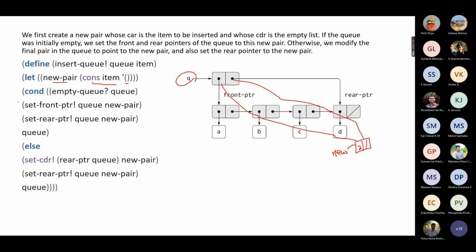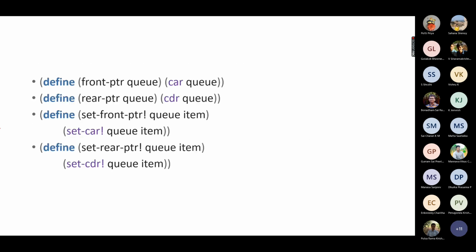Okay, so you are just modifying the value of the car part and the cdr part, isn't it? So there is a mutator at the front pointer and at the rear pointer. Set front pointer, okay, you are calling set front pointer X, Q and the new pair. Given the Q and given the new pair, you are calling the set front pointer. So let's see what set front pointer mutator does. Set car, you can see here, it is modifying the car part. It is replacing the car part of Q with the item, isn't it?